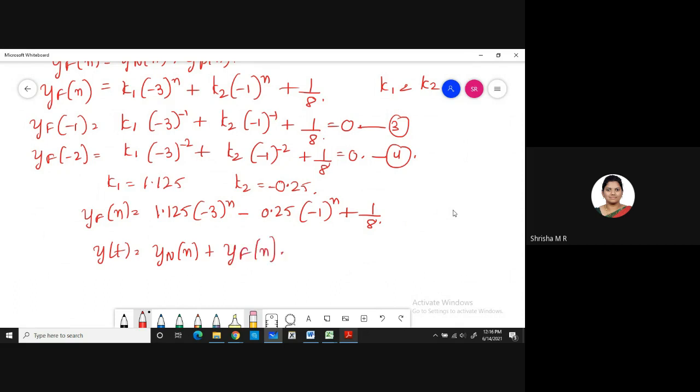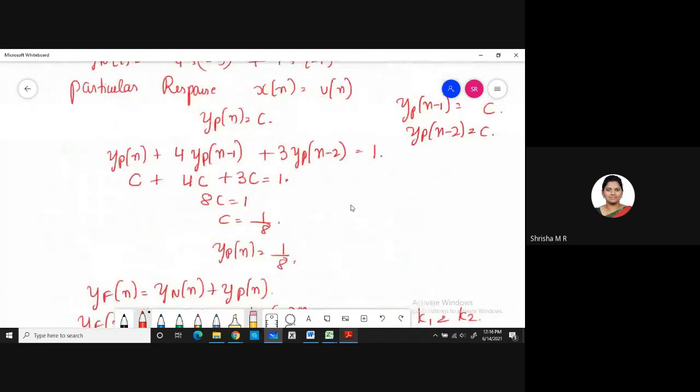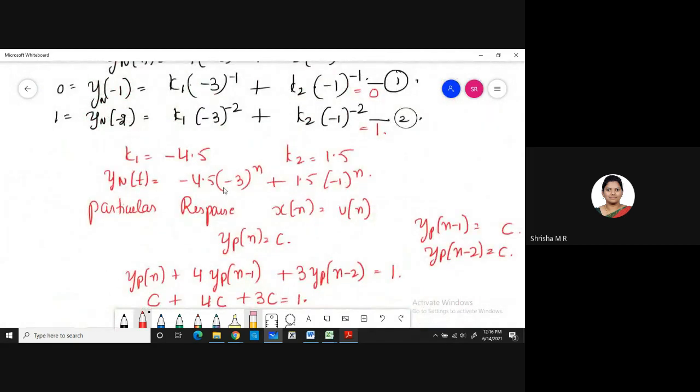Okay. So what is the natural response we got previously? Ma'am, for the forced response, we should write u of n at the last. Yeah, we'll write it at the last, after adding. So what did you get for yn of n? What is the natural response we got? That is minus 4.5 into minus 3 to the power of n plus 1.5 into minus 1 to the power of n. Yes or no?